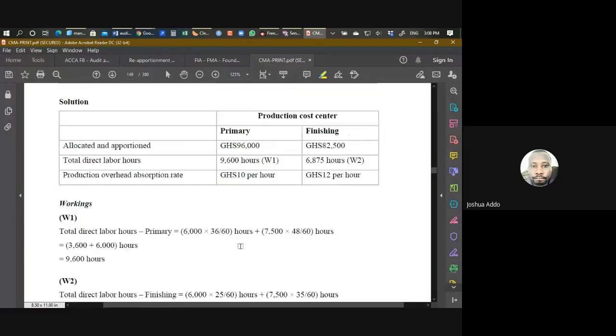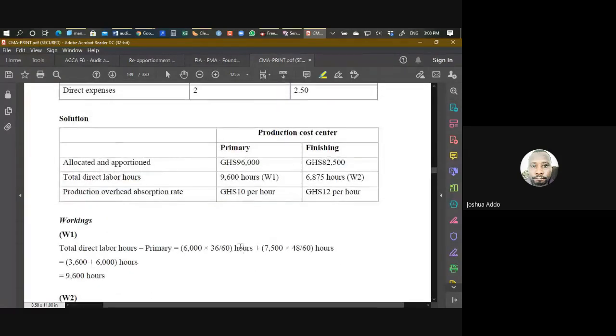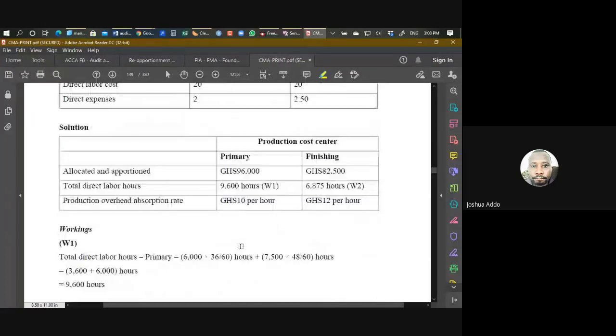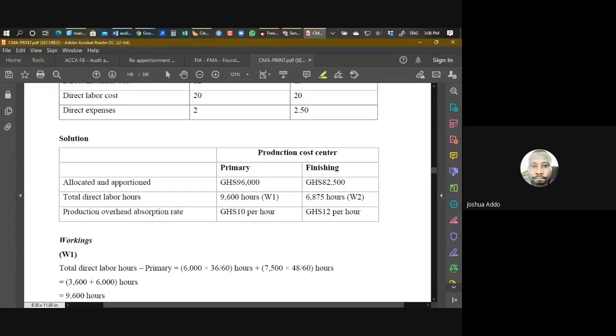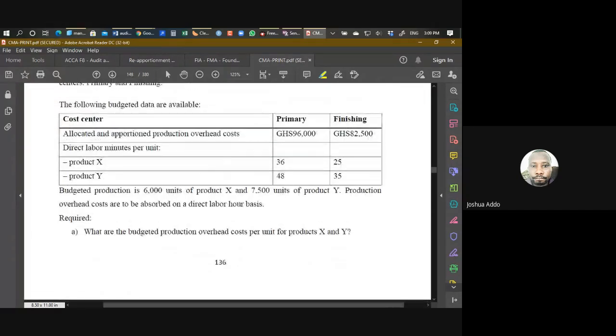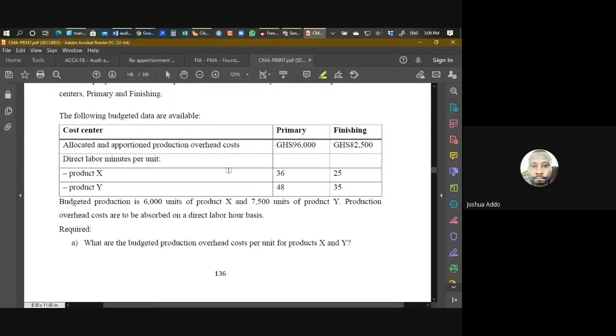Okay, so now let's look at the solution. Let me explain the solution. We may have to retake it if the need be. The requirement for solving this question is that we already have the production overheads as 96,000 and 82,500. Even if you decide to treat them departmental, you still have that information. Now, direct labor hours. Because the question said overheads are absorbed on the basis of direct labor hours.